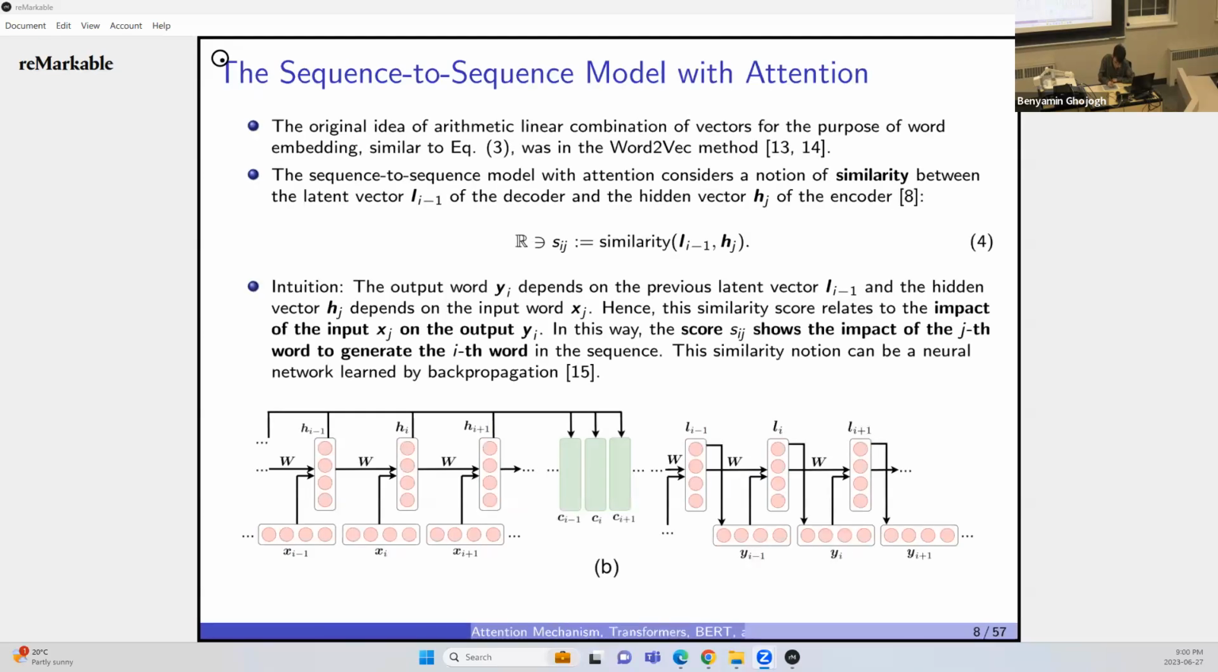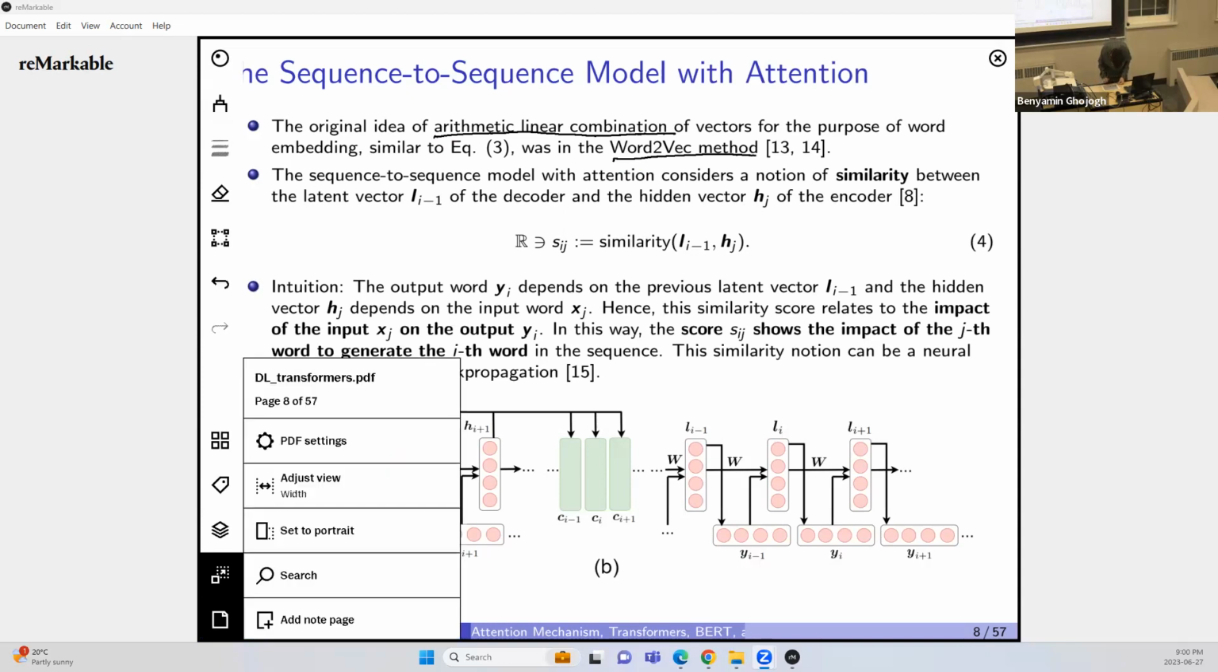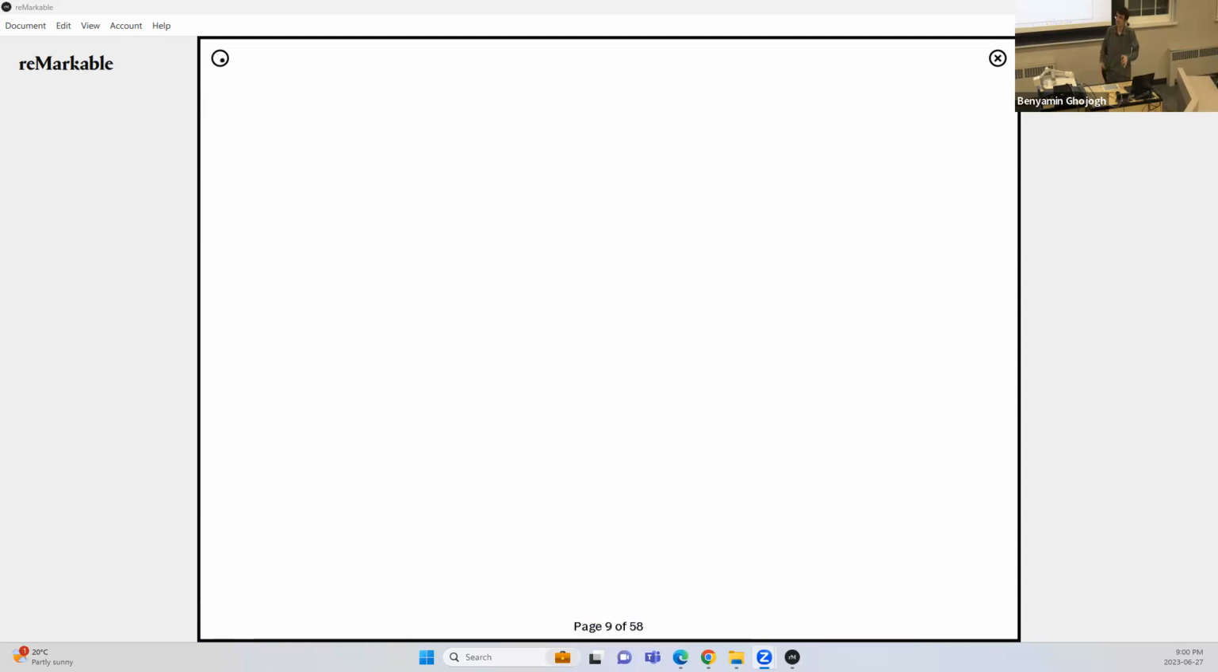The original idea of arithmetic linear combination of vectors was in the word2vec method. In order to sell their method, they said this. Word2Vec learns embedding vectors for the words in natural language processing. It's not a deep network. It's a shallow network with one or two layers, as far as I remember. It uses logistic functions and simple optimization.